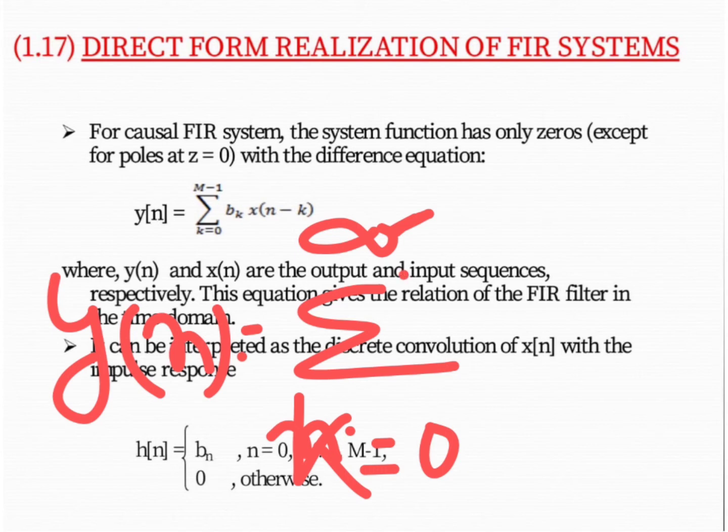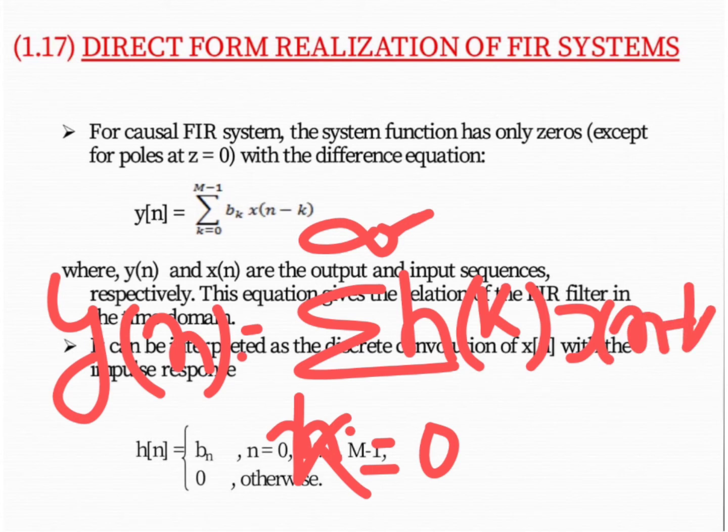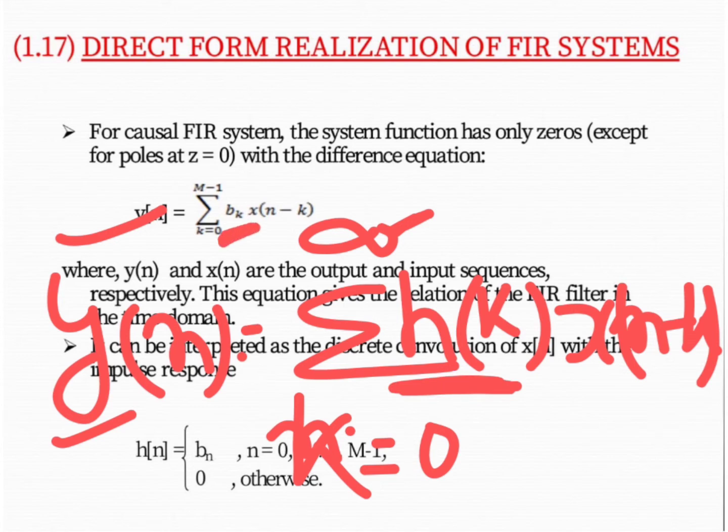So here, h of k x of n minus k. This difference equation expression is similar to the convolution formula. On comparing these two equations, we know that the impulse response value is equivalent to bk. So here we took the system's impulse response value, which is nothing but bk.